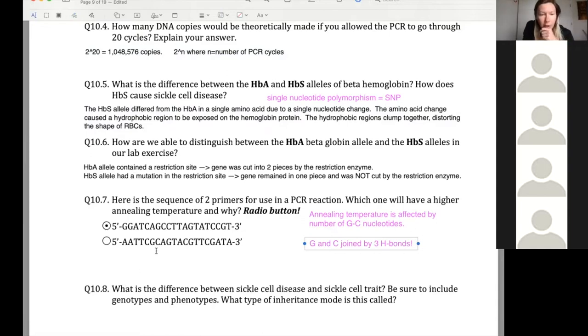All right. So if we were to compare the annealing temperatures of these two, let's see, we've got 1, 2, 7, 8, 9, 10. So 10 G and C residues in this first one. And then here we've got 1, 2, 3, 7, 8. So in that case, you're counting the G's? Yes, I'm counting G's and C's. So there were 8 G's or C's in this sequence and then 10 in this sequence. Oh, I get it. So the top one has a slightly higher annealing temperature.